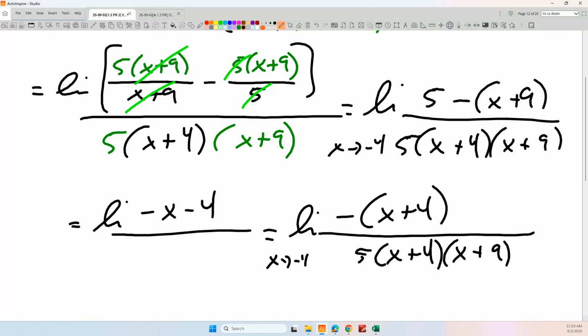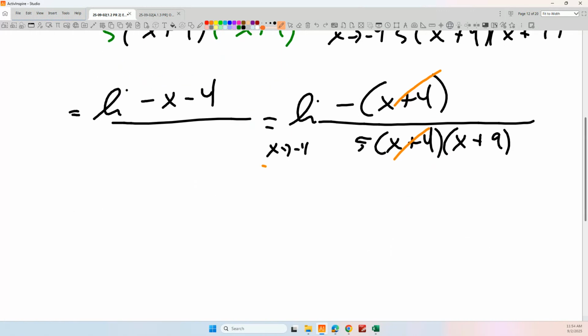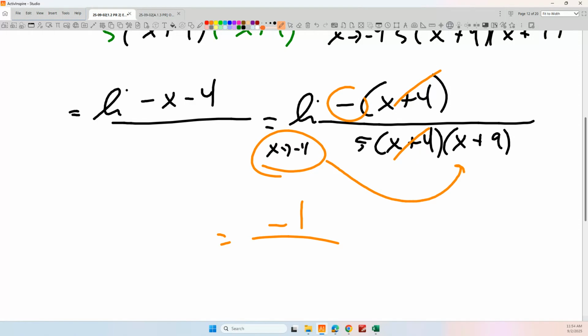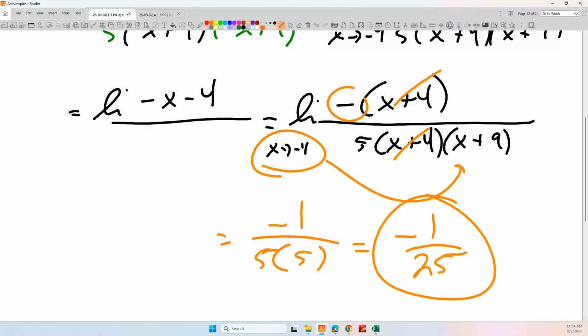Well, look what happens. As x approaches negative 4, you could have told me this. What has to cancel? x plus 4 over x plus 4. That's what was causing 0 over 0. So when those go away, now we can just take our limit. As x approaches negative 4, what are we going to get? Well, that's gone. On the top, the only thing that's left is that negative 1. On the bottom, I've got 5 times x plus 9, but if x is going to negative 4, isn't that just 5 times 5? Negative 1/25. Right? Good, good? We got it, guys.